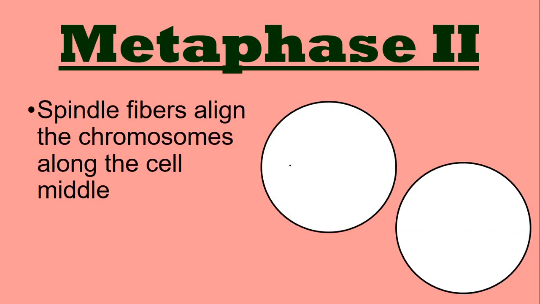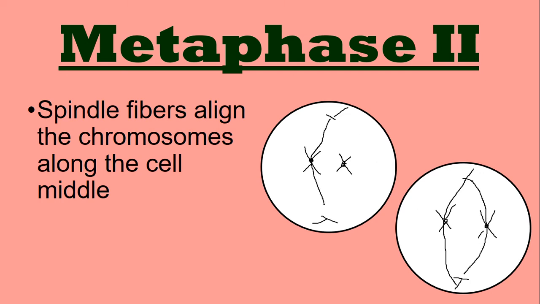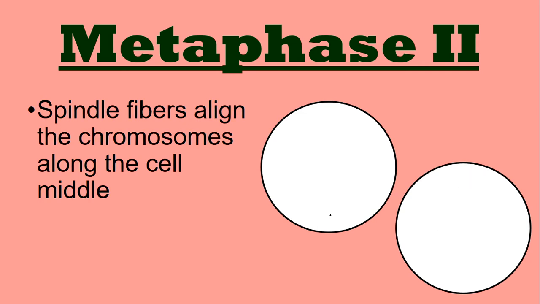In metaphase 2, you're going to have our chromosomes lining up in the middle of the cell, like you see here. We still have our centrioles at each of the poles. They're going to attach spindle fibers to the chromosomes at the centromeres, like this. So this is metaphase 2.